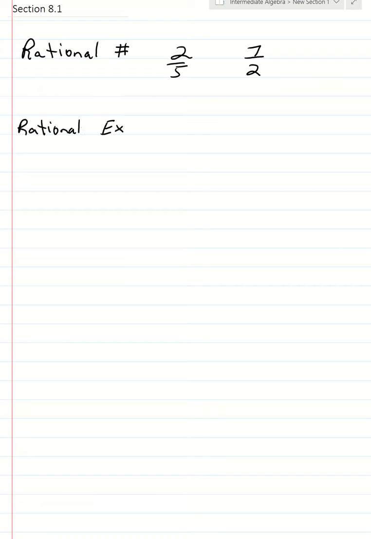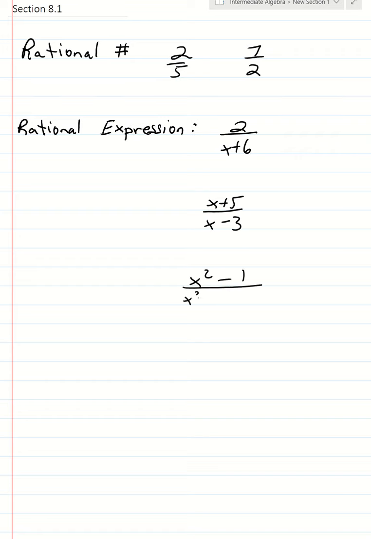And let me show you an example of what a rational expression would look like. A rational expression would take the form of maybe 2 over x plus 6. Or we could have maybe x plus 5 over x minus 3. Or we could have maybe x squared minus 1 over x squared minus 2x plus 3. So here we have some examples of rational expressions.